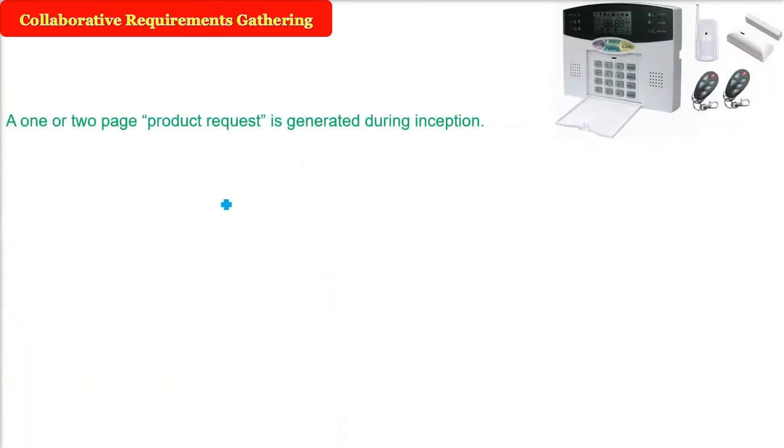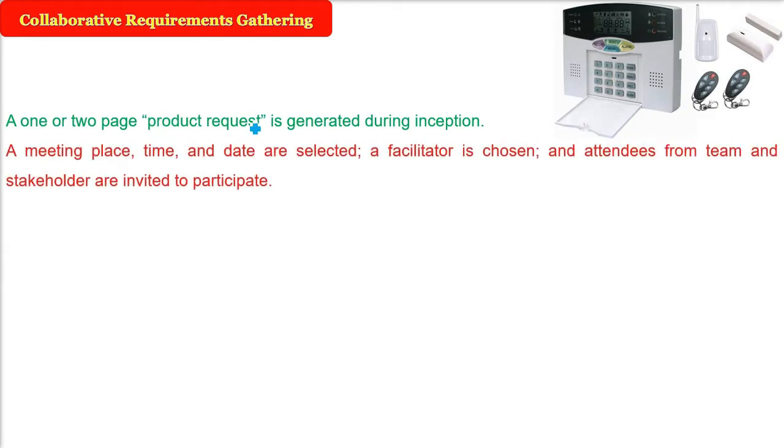So for this collaborative requirements meeting, in order to follow these guidelines, a one or two page product request is generated. This is done before the meeting. I'll show you what exactly we have to write here. I'll just give you a glimpse of that with an example.